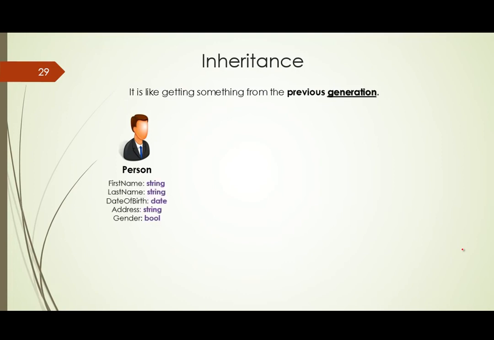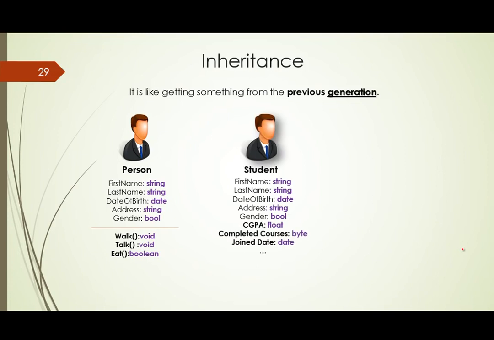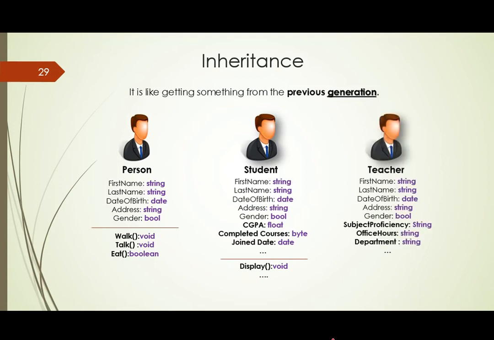We have these properties of a person, and a person could walk, talk, and eat. Let's say a student also has the same type of properties: first name, last name, date of birth, address, gender, something like that. But extra fields: CGPA, completed courses, and so on. And he also has behavior like display. A teacher also has first name, last name, date of birth, something like that, and the method or behavior display. So how can we implement it?